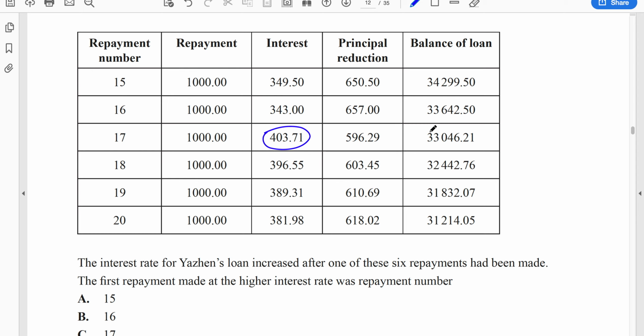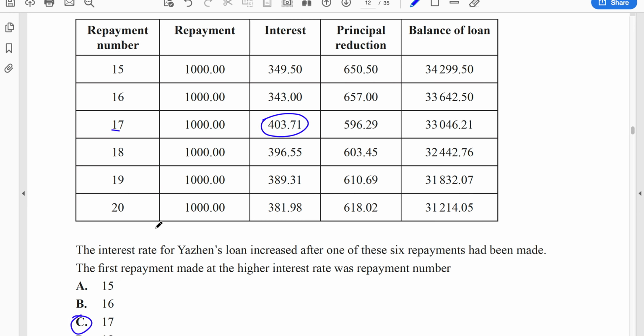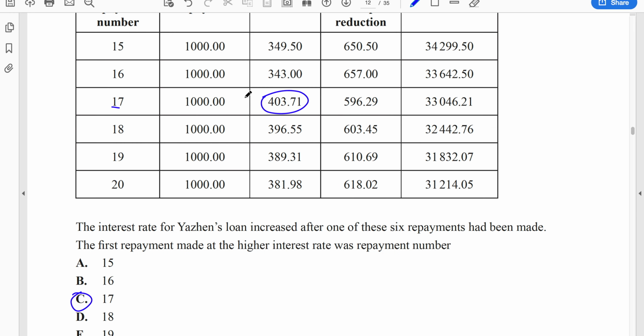So what this means is, in number 17, the answer is C, that is when the first payment was made at the highest rate. Now you can do it with calculations, but it would take you longer. As you can see here, just by quickly looking at the values, I could see that it was this one. And after that, the interest starts going down again.